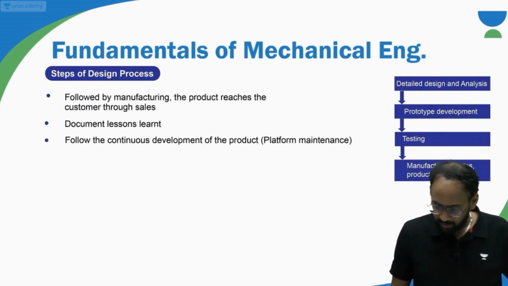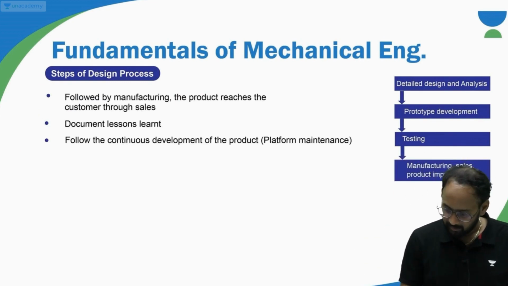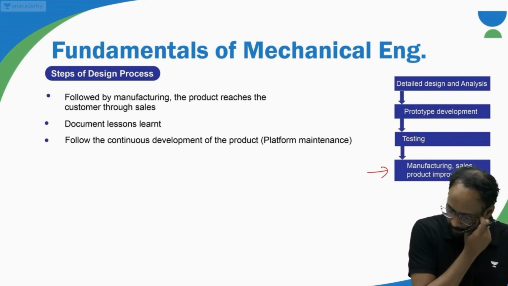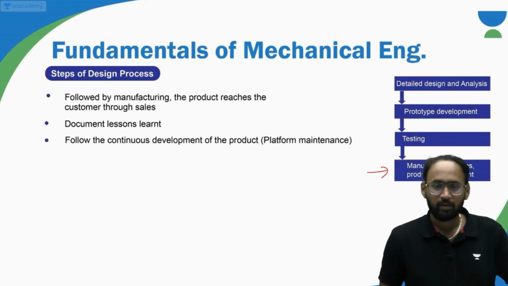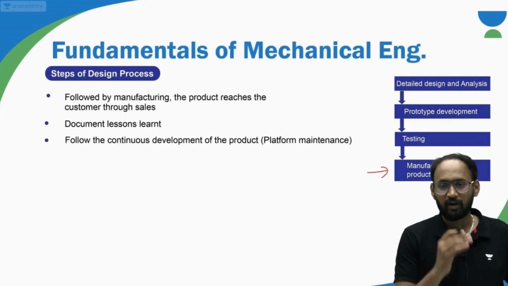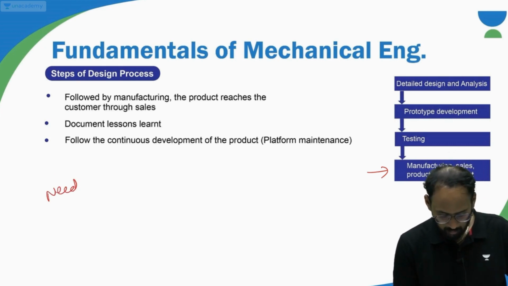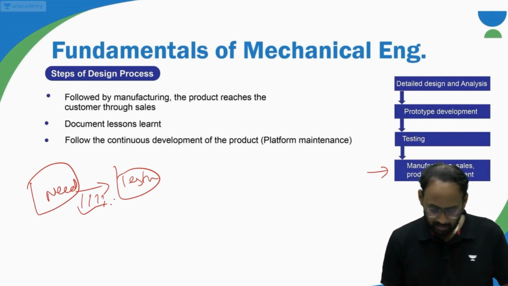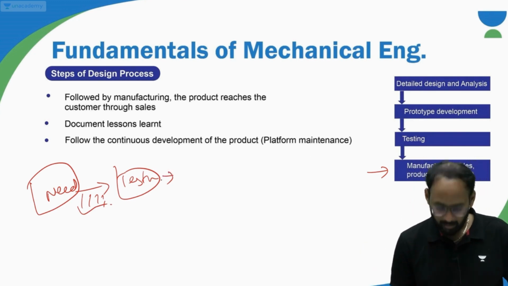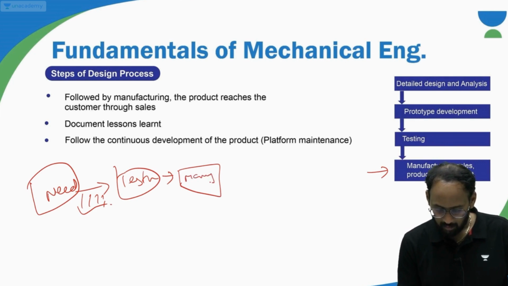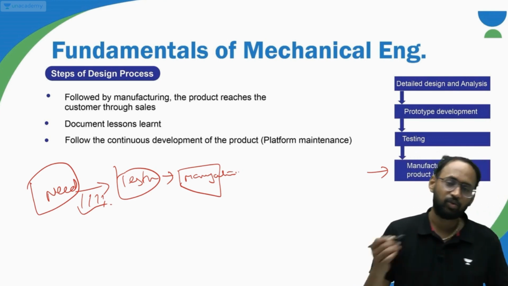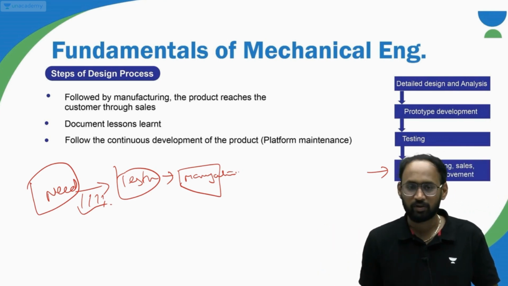So after the prototype development and testing, we come to manufacturing, sales, and product improvement or product development. We saw a lot of stages from need till your testing. I think we covered this. Then you release the final drawing to the manufacturing, and from manufacturing it gets into sales, and so on.